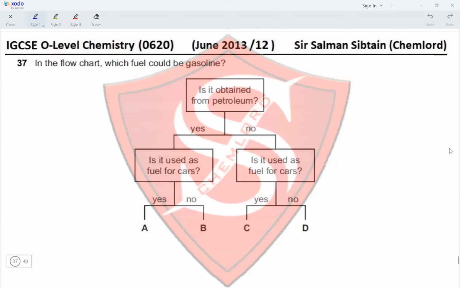Question 37. In the flow chart, which fuel could be gasoline? Is it obtained from petroleum? Yes. Is it used as fuel for cars? Yes. So the correct option for this question is option A.